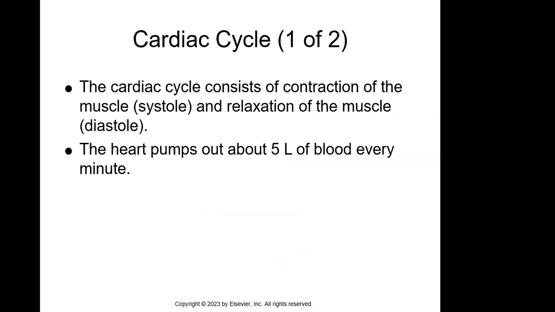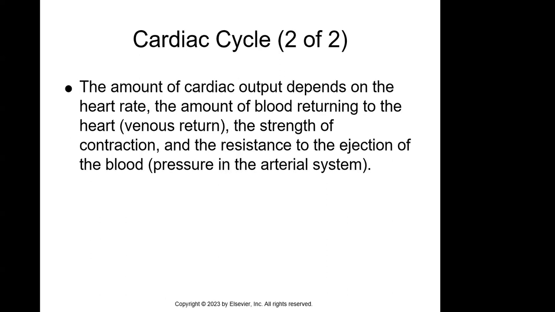Now, when we think about the cardiac cycle, it consists of contraction of the cardiac muscle, which is also known as systole, and then relaxation is diastole. So systole is contraction, diastole is relaxation. Remember, your heart is pumping about 5 liters of blood every minute. So think about how much is a liter. When you think about 2 liters of soda, your heart is pumping 2.5 of those every minute.